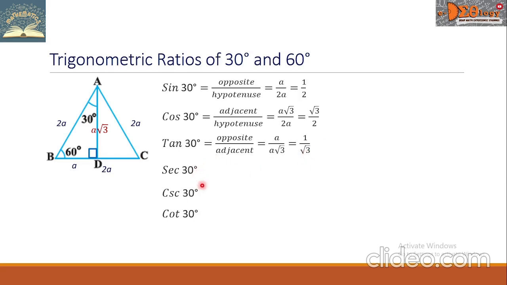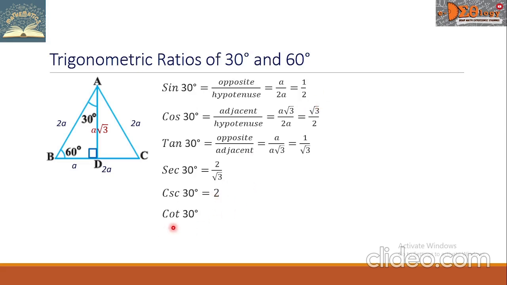Now let's go to secant 30 degrees. We know that secant is the reciprocal of cosine. Cosine 30 degrees is this value, square root of 3 over 2. Therefore, for secant 30 degrees, we take the reciprocal, and that is 2 over square root of 3. Next is cosecant 30 degrees. Cosecant is the reciprocal of sine. The sine 30 degrees is 1 half. Therefore, the cosecant 30 degrees is 2.